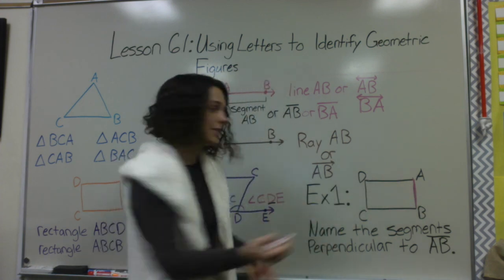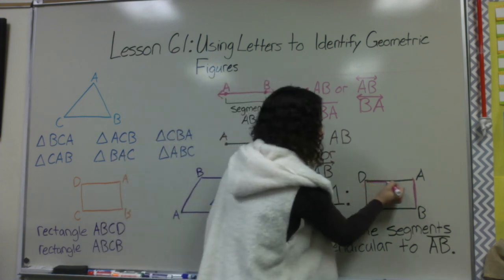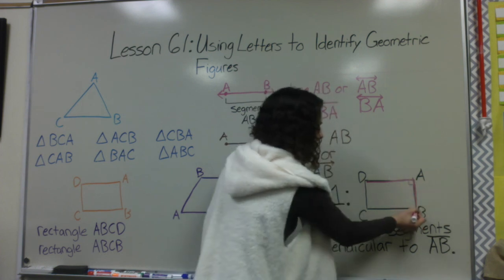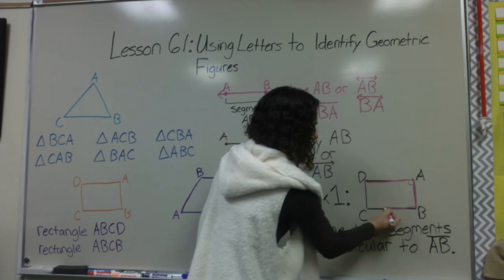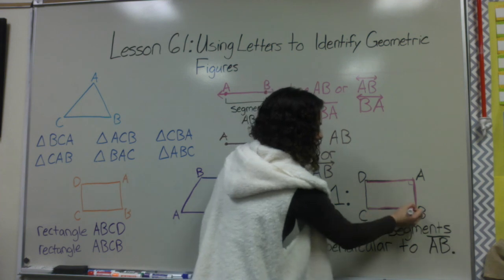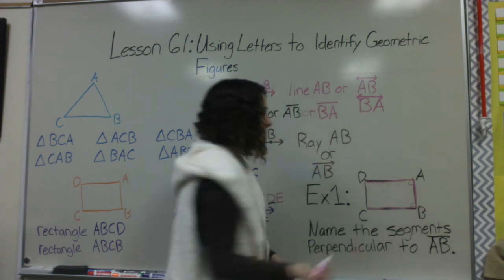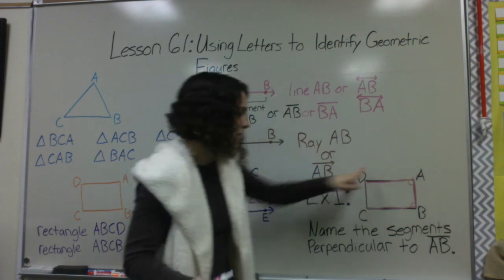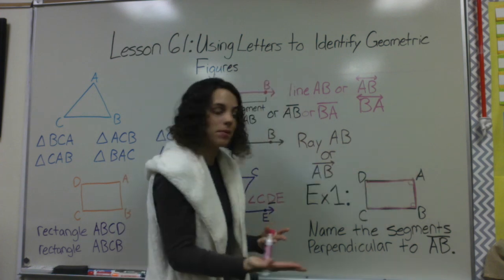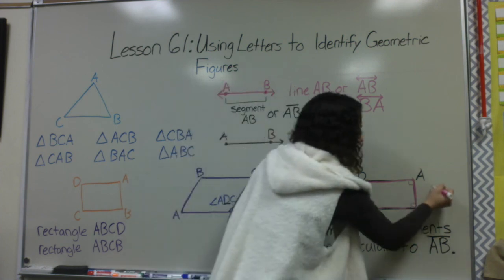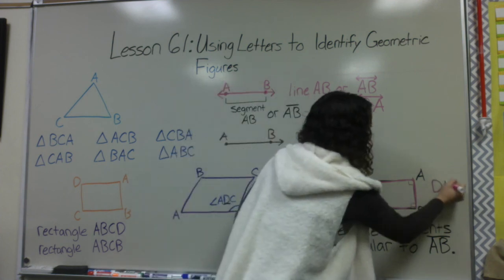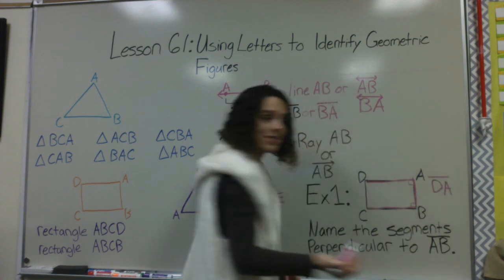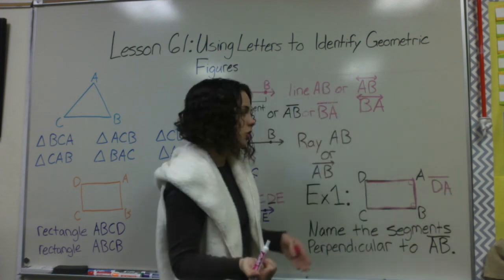That would be pretty easy. I know this one does right here. These two lines intersect and form a right angle right here. And these two also intersect with AB and form a right angle. So I'm going to give them names. That would be DA or AD. But I know it's a segment, so I'm going to label it as a segment. I'm going to go ahead and say this is DA. If you put AD, that is okay, as long as you have a segment over the two letters.